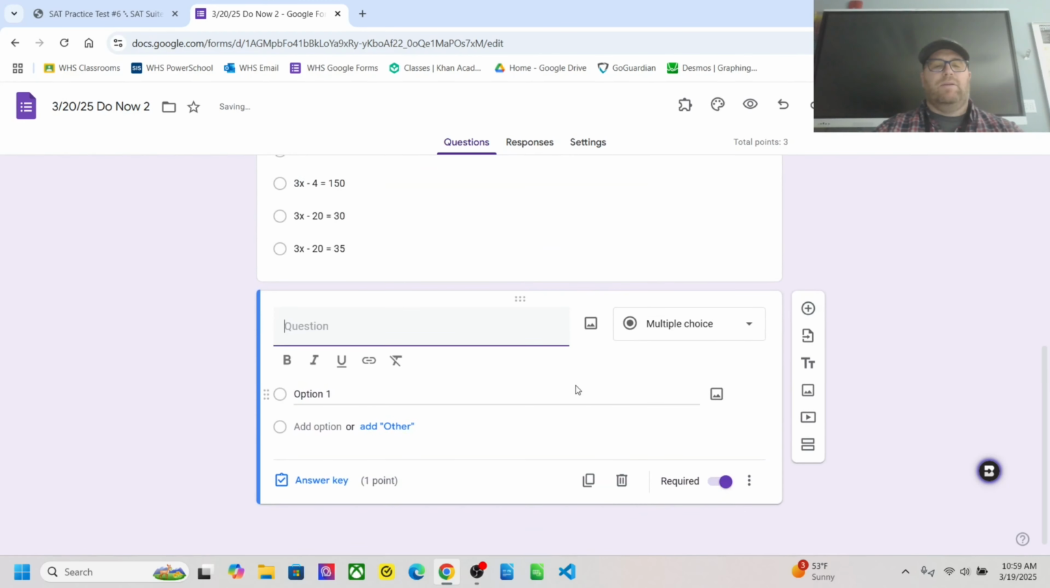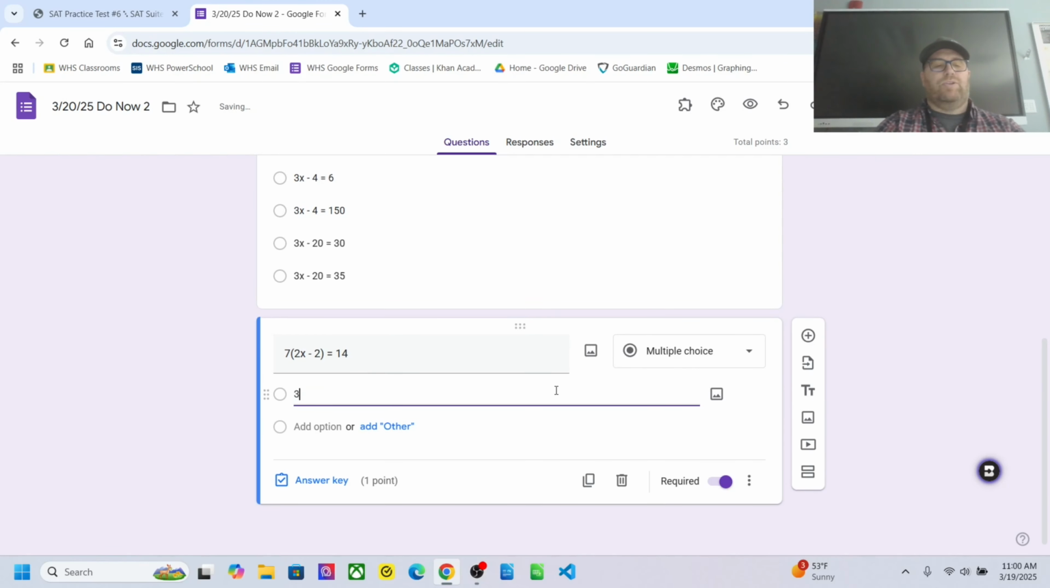Let's add one more. Let's do 7 times 2x minus 2 equals 14. And then we'll come up with the correct answer, 2x minus 2 equals 2.